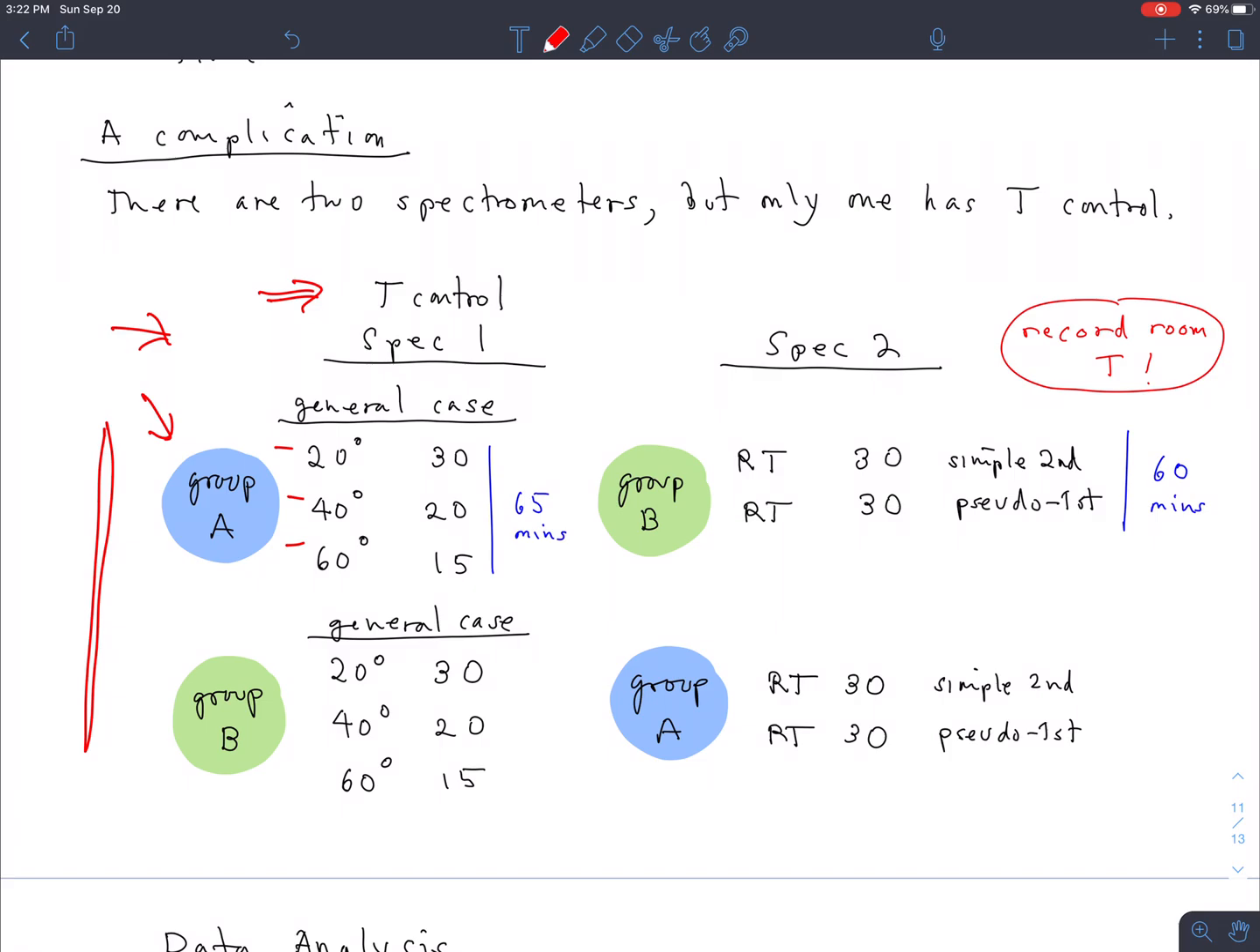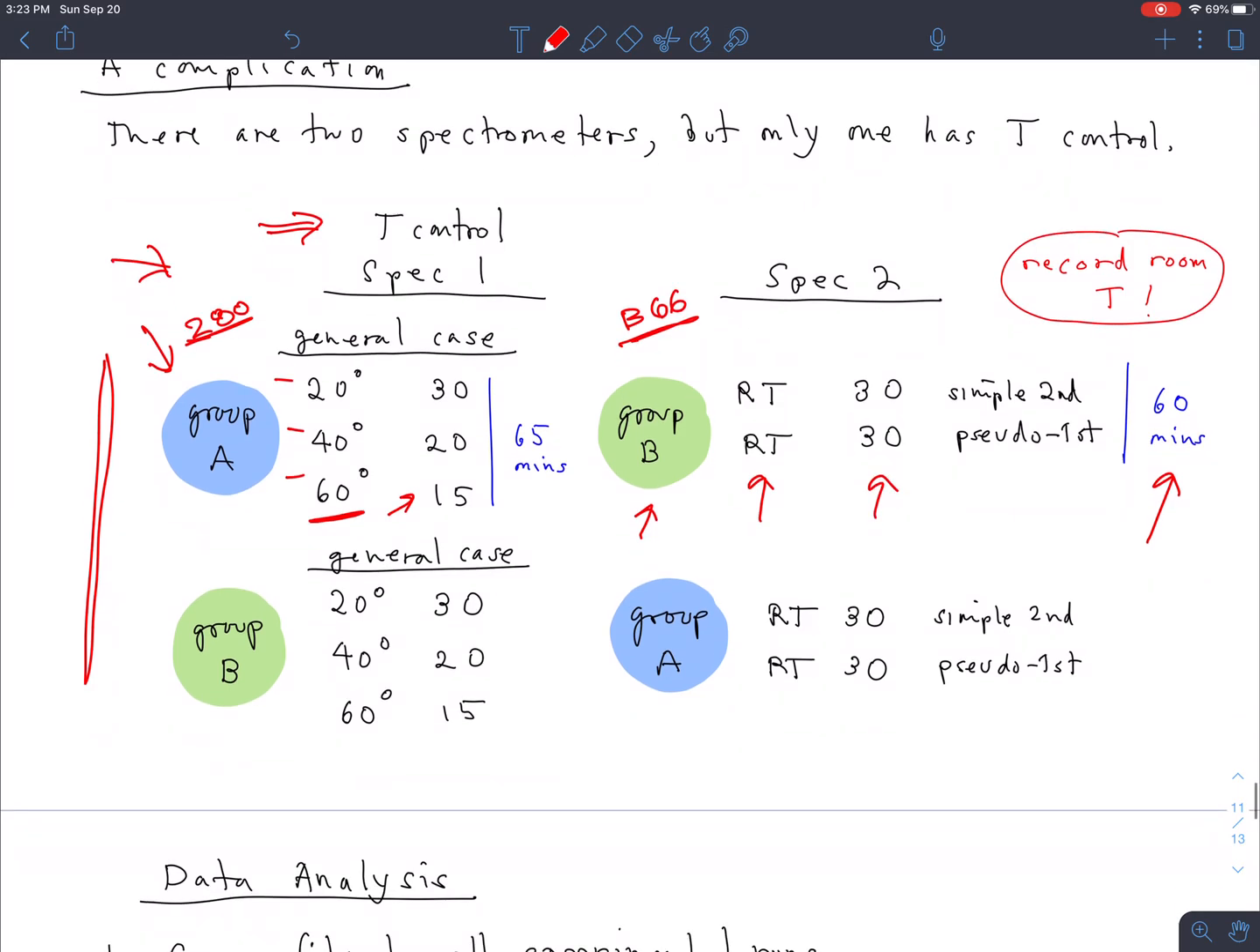The reason we do all three at once is because the times for the higher temperature runs get quite short, and so all three runs take about the same amount of time as two runs at the lower temperature. At the same time, so this is the spectrometer in room 280. The spectrometer in room B66 will also be in use at the same time from the other group, whatever that happens to be. And that'll be at room temperature, and those are 30-minute runs for those two cases.